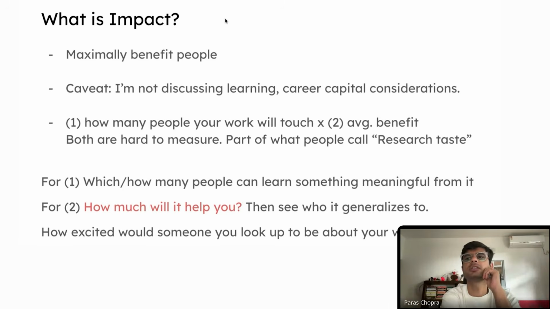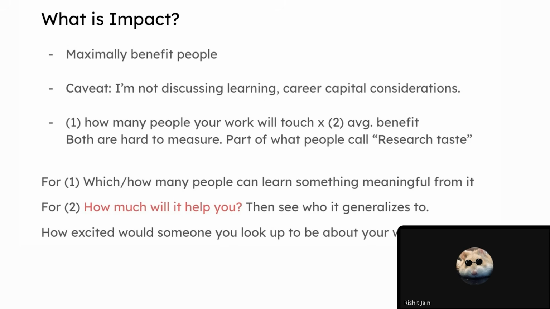We have more questions. Rishad, do you want to go next? Yeah, I was going to ask you, how do you define impact in the short term versus the long term as well? Because some research will have an effect after many years, or on the other hand, some research might give immediate results.